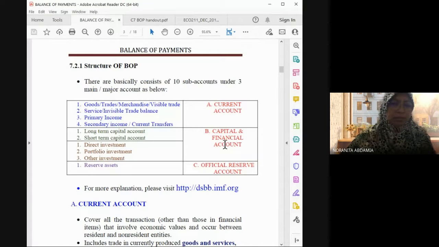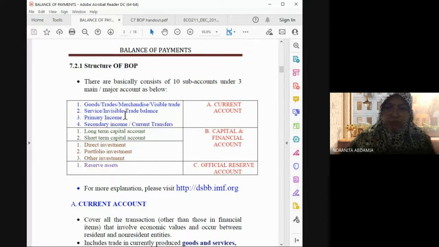Okay, so under the capital and financial account, there's actually capital and financial. Under capital, it can be categorized into the long-term capital account and the short-term capital account. Under financial, there's direct investment, portfolio investment, and other investment. There are 3 sub-accounts. And last, the third major account is the reserve asset, or international official reserve asset, the same thing.